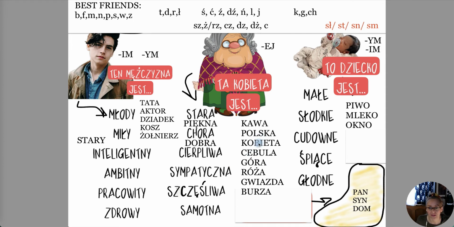Okay, so let's look at another example. Here we are. We've got kobieta. I already mentioned kobieta. So let's look at kosz. Kosz is in this group, as you can see. Kosz, a bin, dustbin. So kosz. Something is in a bin.